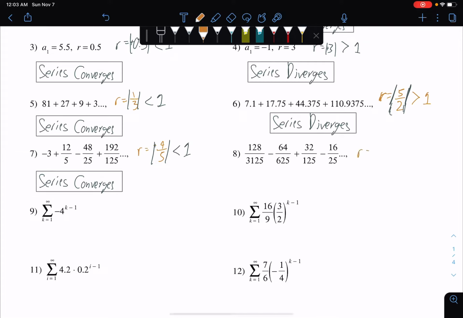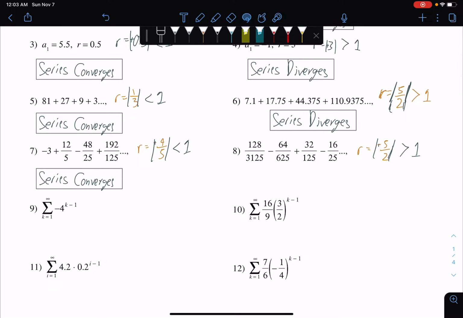Let's move to number 8. R is equivalent to, let's divide negative 64 over 625 divided by 128 over 3125. R is equivalent to negative 5 over 2. Absolute value, this will be positive. This is greater than 1. Just like number 6, I think it's a coincidence, maybe not, that the common ratio is the same. Weird. So the series diverges.